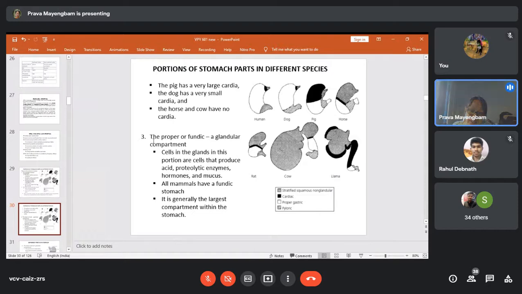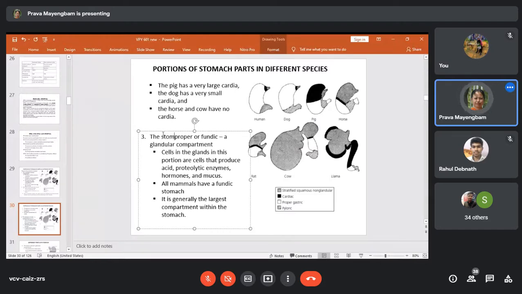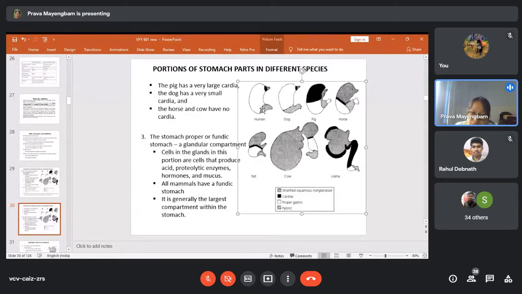Okay, the next portion is the proper fundic portion, the stomach proper or the fundic stomach. This portion is a glandular compartment. In this figure, this white portion is indicating the proper gastric portion, the proper stomach portion, the fundic portion. In the case of the llama, it is like this. So the cardia is distributed like this.